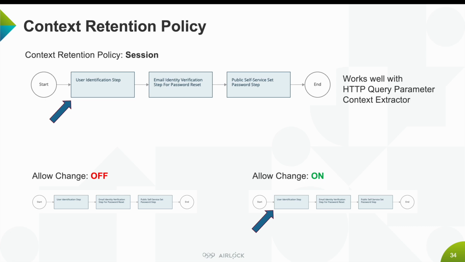This is particularly useful with the HTTP query parameter context extractor, where you could do things like add a query parameter like context equals blue, and you start a flow with that in the UI call, and the entire flow will be run in context blue. With the next flow, you could have a query parameter that says context equals red, and of course then the second flow would be run in the new context red. So this is hopefully a very useful feature for you with the new session context retention policy.